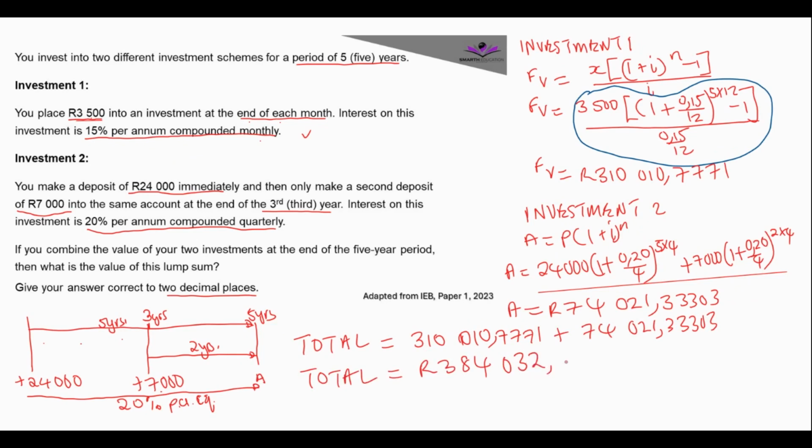384,032 rand, then 1101, then two decimal places. So this is 384,032 rand and 11 cents. Remember, money must always be in two decimal places. You can't leave it as one decimal place. Even if there's one decimal place, let's say you get 2,5, you can't leave it like that. You have to put a 0 there, so that it becomes 2,50.